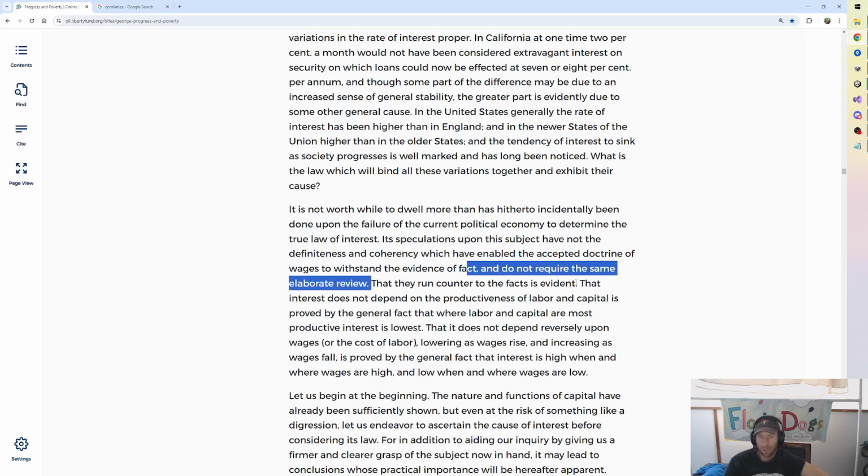That they run counter to the facts is evident. That interest does not depend on the productiveness of labor and capital is proved by the general fact that where labor and capital are most productive, interest is lowest. That it does not depend reversely upon wages or the cost of labor, lowering as wages rise and increasing as wages fall, is proved by the general fact that interest is high when and where wages are high, and low when and where wages are low.